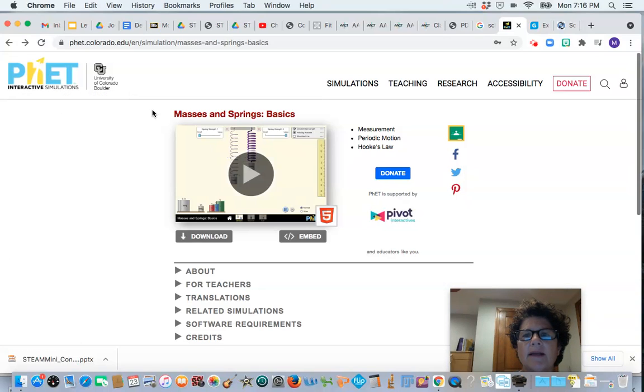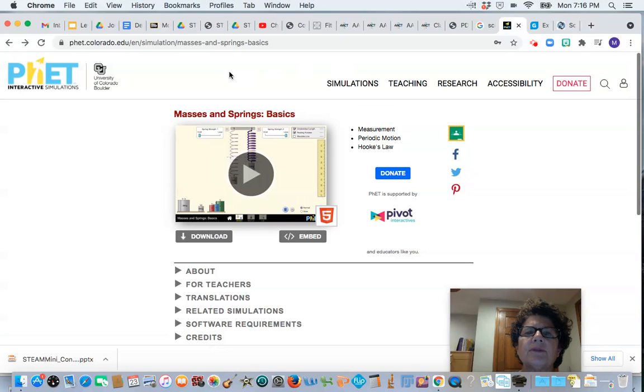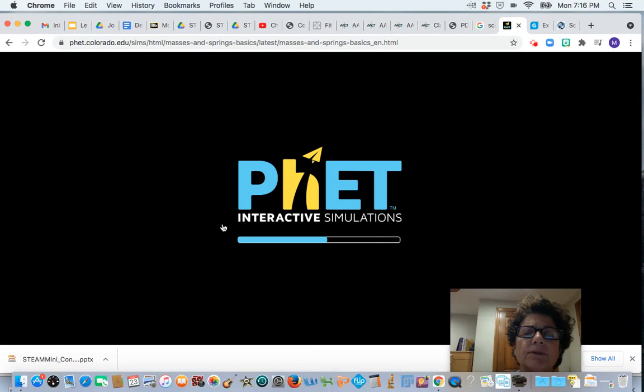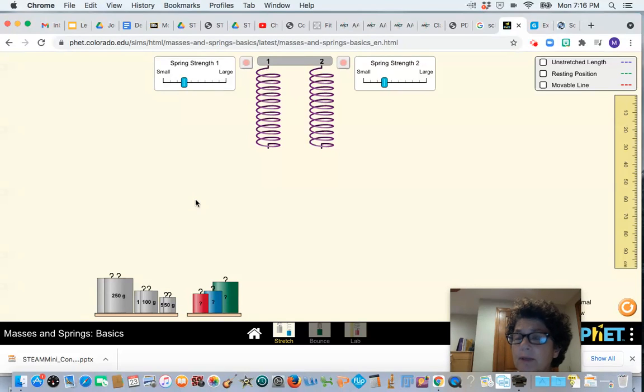These are online simulations. They're from the University of Colorado Boulder, and you can browse through them. I've put on this masses and springs simulation just to show you what they look like. This is masses and springs basics. They look pretty simple, but they're actually quite complex. This simulation has two springs. They're both right now at the same strength.